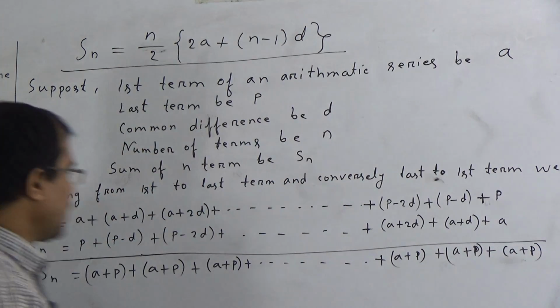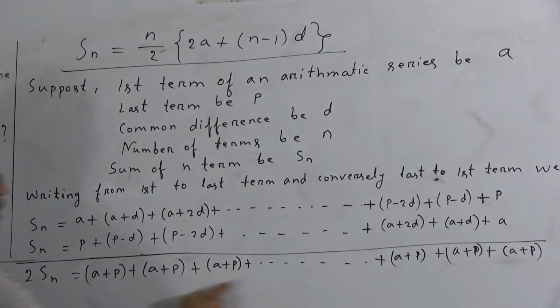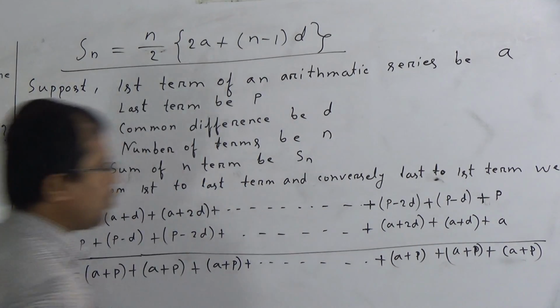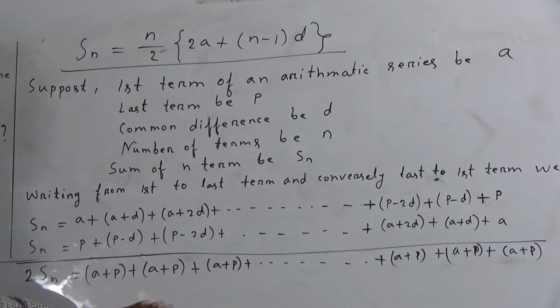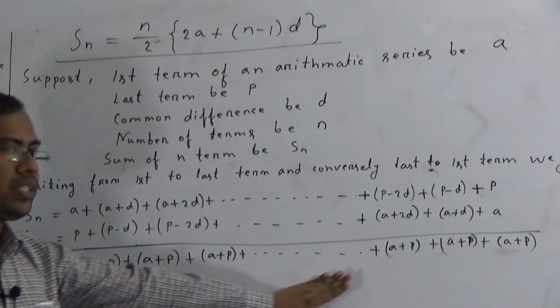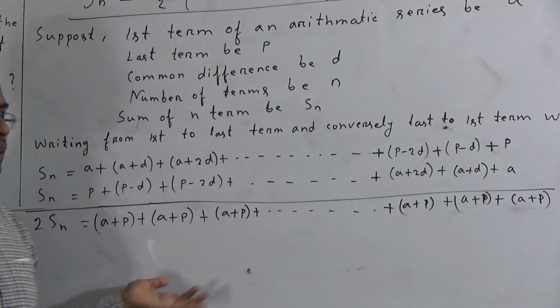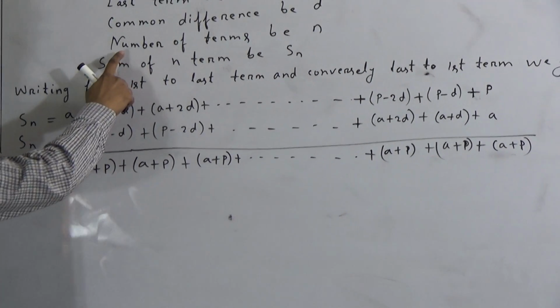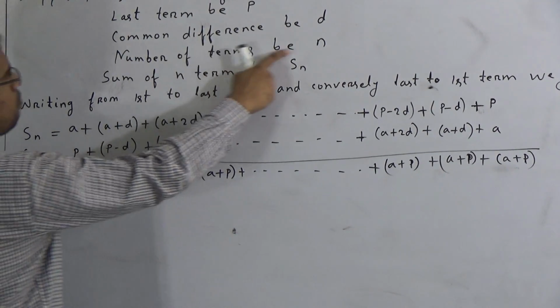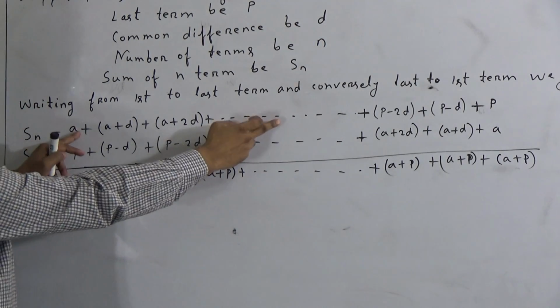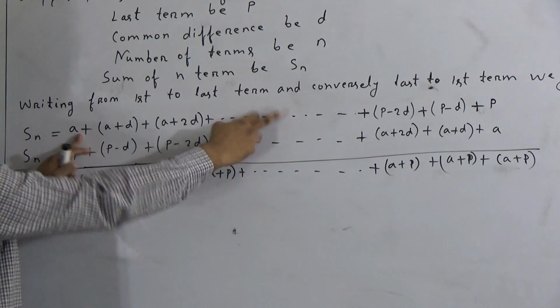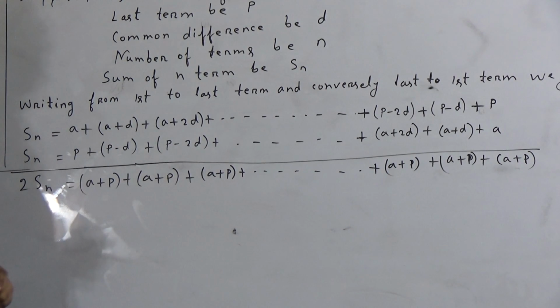Now the question is, how many a plus p exist here? Here dot dot sign exists, so that we cannot easily say. Dear students, we have considered that number of terms be n. That means in this series total number of terms be n, and in this series also total number of terms be n.